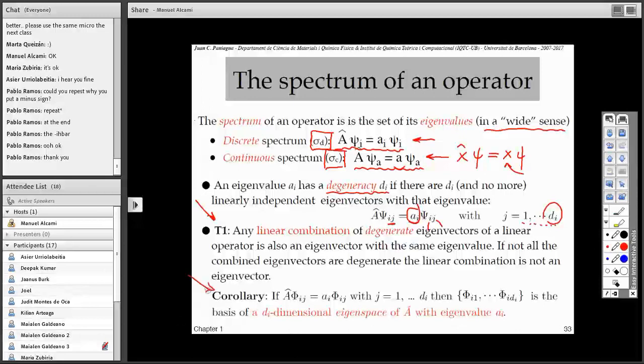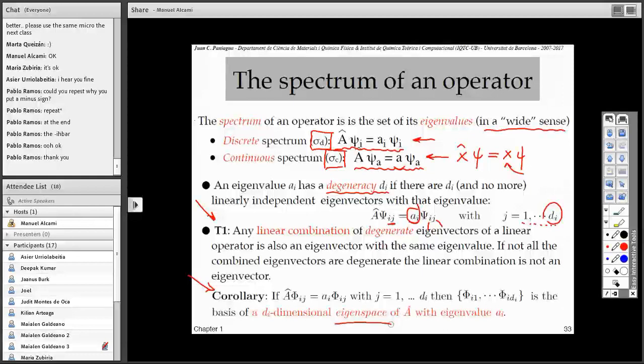A consequence of this is that, for instance, if we have a doubly degenerate eigenvalue, an eigenvalue with two independent eigenvectors, any linear combination of them is also an eigenvector. But all the linear combinations define a plane. All the linear combinations of two basis vectors form a plane. So, in fact, we can say any element of that plane is an eigenvector. Or even, we have an eigenplane. All the plane is an eigenspace of the operator.